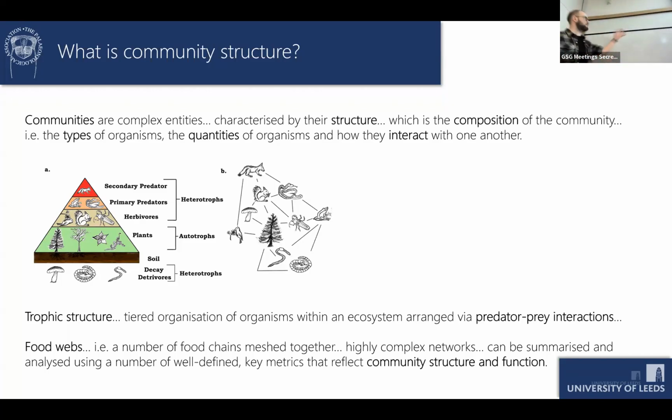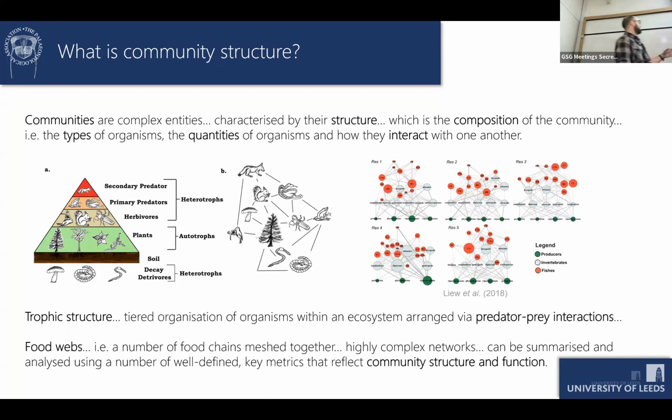And the thing that my group work on is trophic structure. This is the tiered organization of organisms within an ecosystem arranged via predator-prey interactions. So what eats what? And these are food webs. Food webs simply are a number of food chains. We all know the classic food chains of worm, bird, eagle or whatever. Once you mesh all those different food chains within a community together, what you get is a highly complex network, like these things here. A lot of complexity. But the good thing is we have lots of tools as ecologists to be able to summarize and analyze these complex entities with some really well-defined key metrics that are actually shown to be reflective of community structure and function.